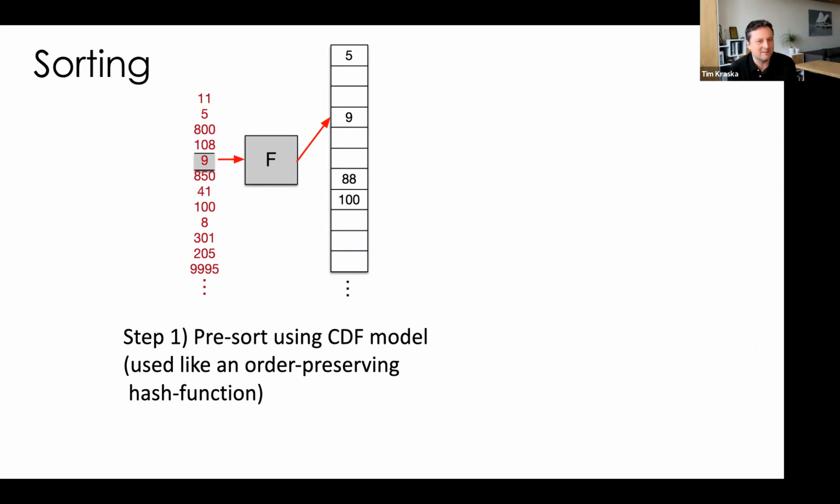The core idea is that you have a bunch of unsorted integers and you put them through a CDF model. If the CDF model were perfect, you could place each item directly in its sorted position. So you can achieve an O(n) sorting algorithm, very similar to radix sort, without being constrained by the key domain size. That's the core idea.